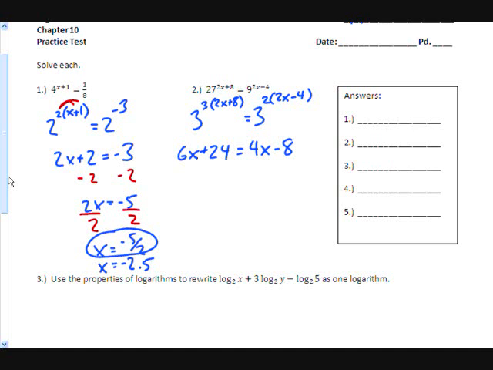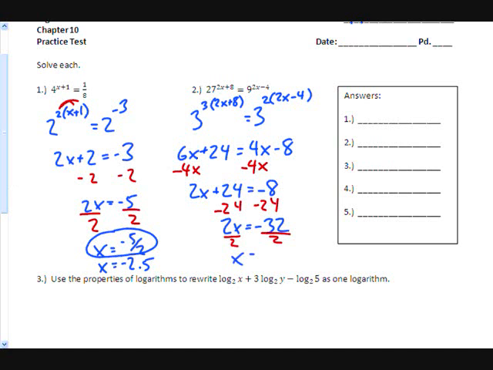I've got to get my x values on the same side, so I'm going to subtract the 4x from each side. So I get 2x plus 24 equals the negative 8. Now I subtract the 24 from each side. So I get 2x equals a negative 32. And then divide each side by 2. So I find out here that x equals a negative 16. And that's it. All right, piece of cake. So when you can rewrite them so they have the same base, that's the way you should do it because it's the easiest method.